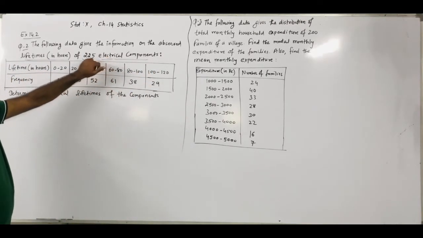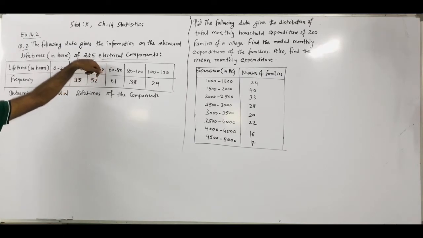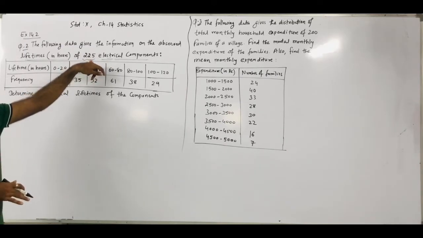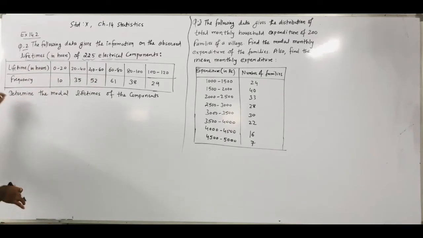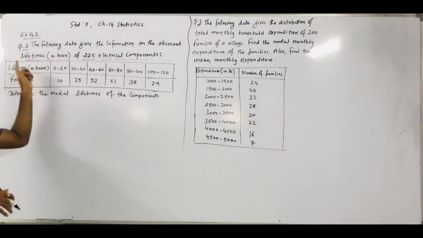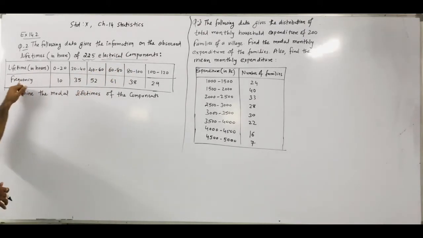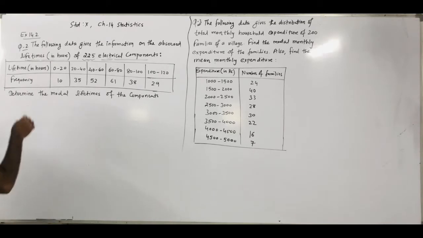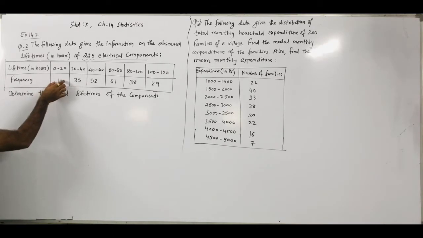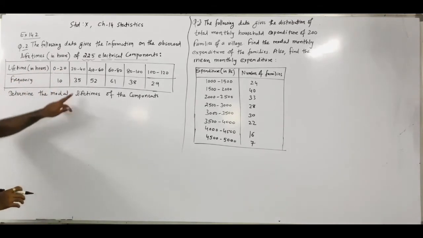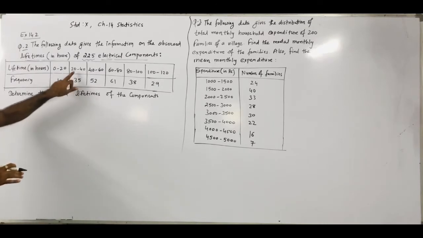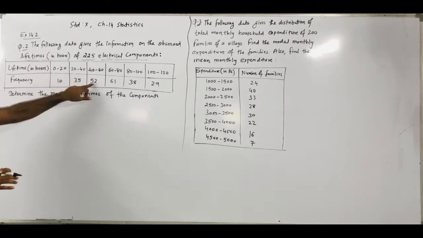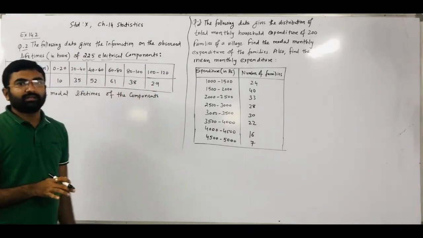Here a total of 225 electrical components is given, and they take the data and observe the lifetime in hours. The lifetime is given as grouped data, with frequencies 10, 35, 52, 61, 38 and 29. What is the meaning of that? There are 10 electrical components whose lifetime is between 0 to 20 hours. In the same way, there are 35 electrical components whose lifetime is between 20 to 40 hours. The same way we can consider the other observations.